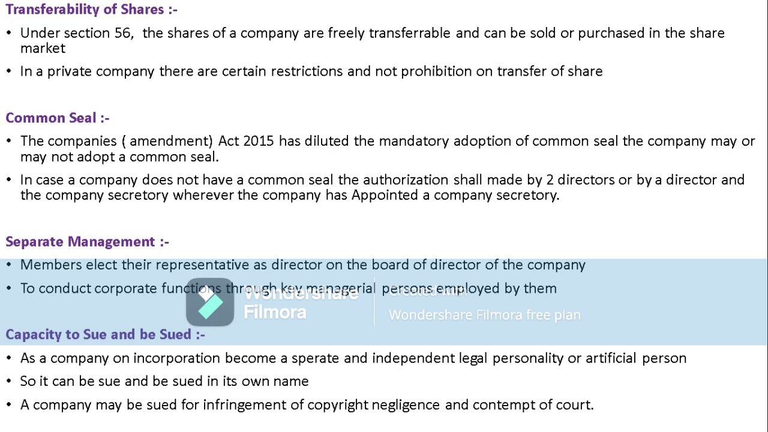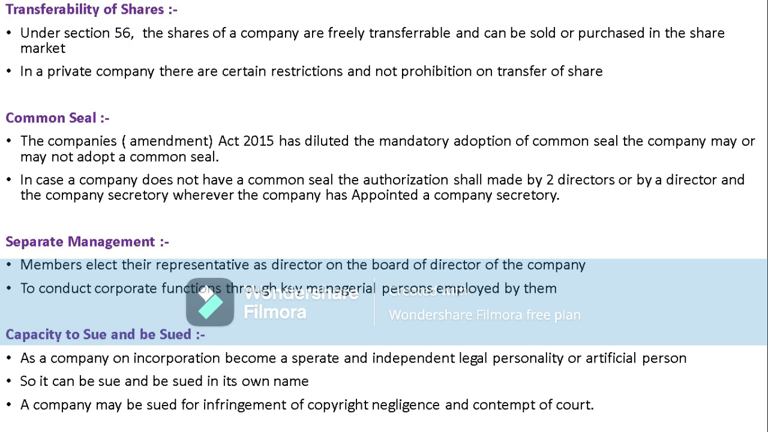So what does transferability of shares mean? Under section 56, the shares of a company are freely transferable and can be sold or purchased in the share market. But this is applicable only to a public limited company. As I said before, we have public limited company, private limited company, and OPC, one person company. If we keep aside OPC, we have to deal with private limited company and public limited company. Public limited company shares are freely transferable. There are no restrictions in a public limited company.